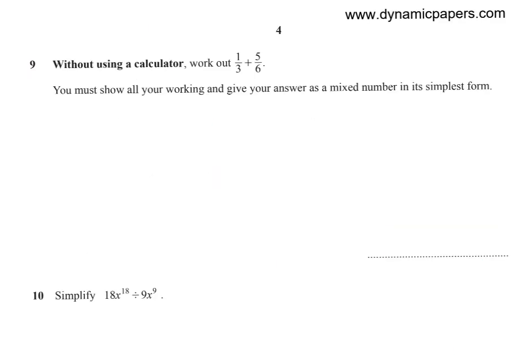Number 9. Without using a calculator, work out 1 over 3 plus 5 over 6. Go ahead, Afifa. Make the denominator the same. Yes. So multiply 1 over 3 by 2. Yes, we can multiply 3 by 2 and 1 by 2. Or you can multiply 3 by 6 and 6 by 3. You have a choice. So now, then simplify later.